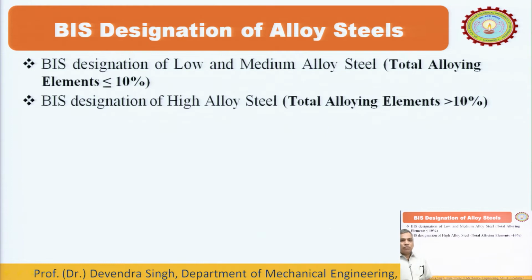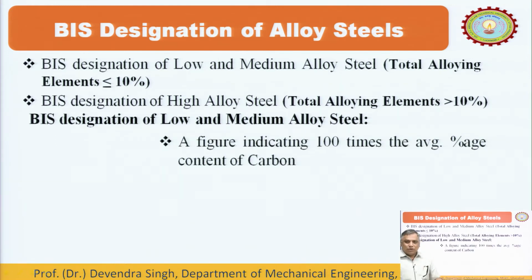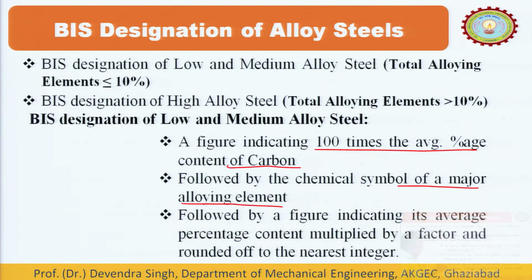In case of the BIS high alloy steel, more than 10%; low and medium alloy steel, first of all a figure that will be indicating 100 times the average percentage of carbon. Then it will be followed by a chemical symbol of the first major alloying element, the one whose average percentage content is highest. If it is chromium we write Cr, if phosphorus we write P, sulphur S, and vanadium V. Whichever is the maximum element, that you will write just after the 100 times average percentage content of carbon, and then followed by a figure.